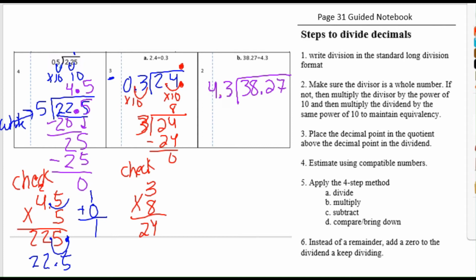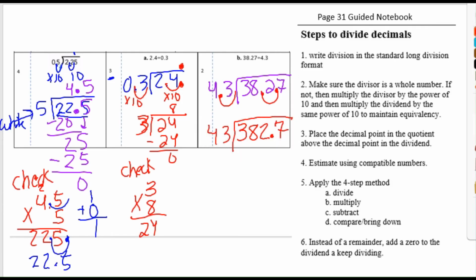So we have to make that a whole number by moving the decimal point one time to the right, which is multiplying by 10. Since we multiplied our divisor by 10, we have to multiply our dividend by 10 as well. So our new decimal point placement is going to be between the 2 and the 7 and not between the 8 and the 2. So our new expression is going to be 382 and 7/10 divided by 43.